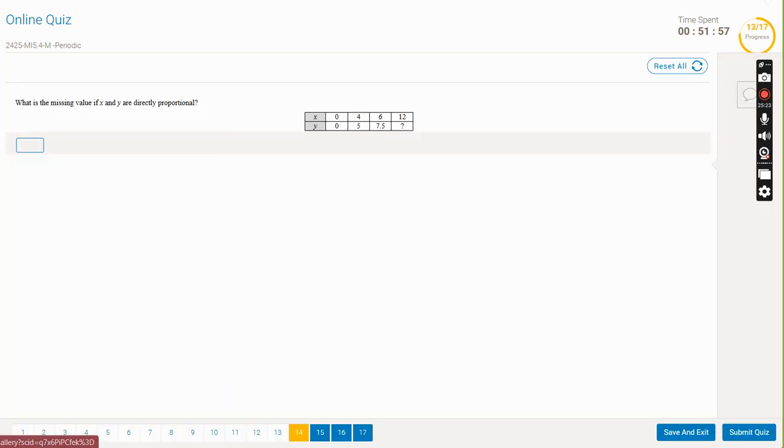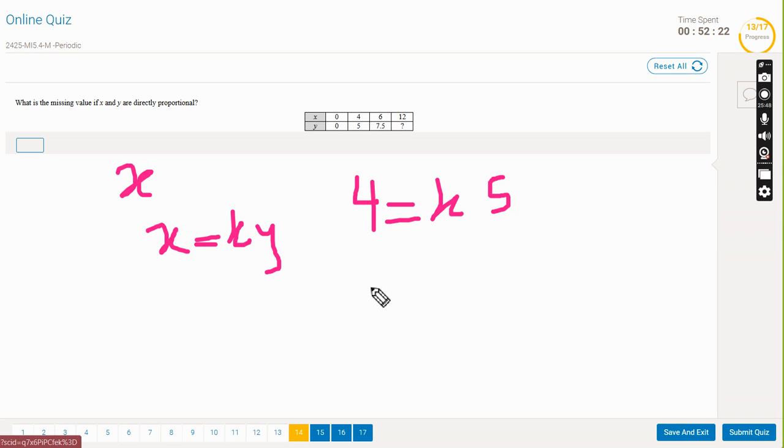The next one. Here, what is the missing value? So again, they're asking for the missing value. What you can do here, again, you can do the k. You can go according to the k value, and then you can find the y, right? So how will this be? They already told you x and y are directly proportional. So x is equal to ky. So x is 4, k is unknown, and y is 5. 4 over 5 is your k, which will give you 0.8, or you can keep it as a fraction here. So you can write 4 over 5 is equal to k.